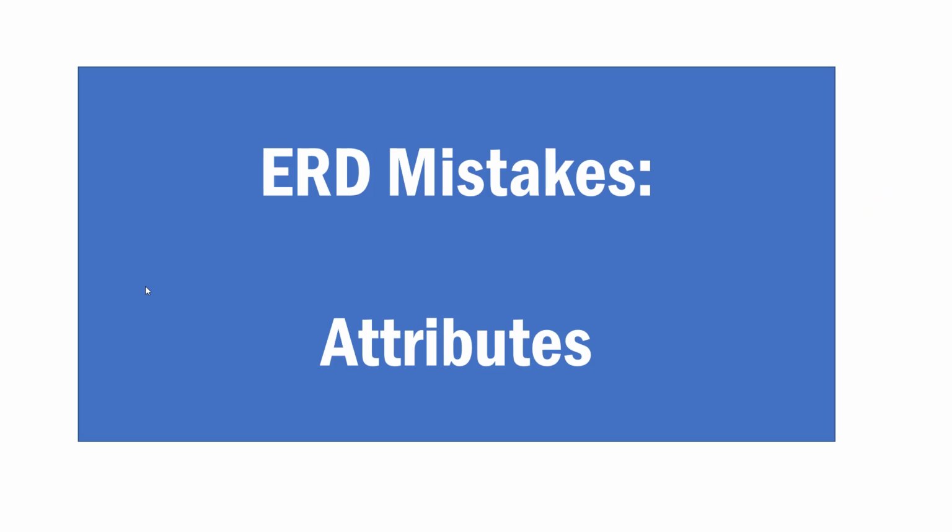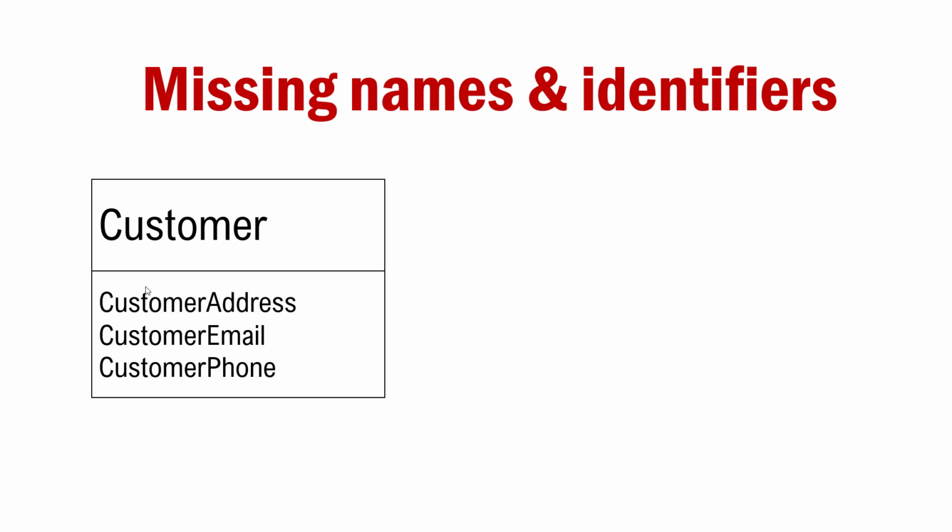Moving on to typical ERD mistakes we make when defining attributes. Attributes are characteristics of our entities. It's how we define, describe them, how we distinguish one instance from another. So sometimes we are so focused on figuring out what are the right attributes that we miss the most important ones, names and identifiers. Here in my entity customer, I was thinking of customer address and email and phone and perhaps added customer category and all different pieces of information I want to track about customer.